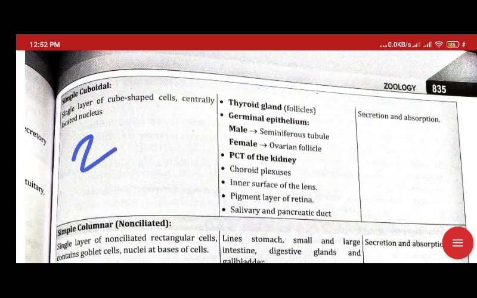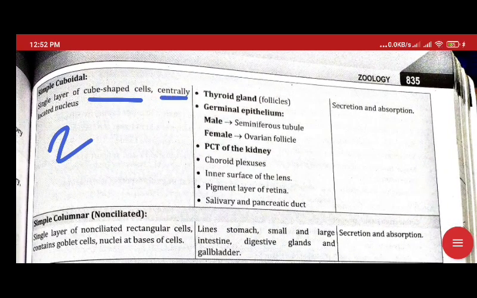Next tissue is simple cuboidal. In simple cuboidal there are cube-like cells with a central nucleus. In squamous also the nucleus is central, but only in columnar is the nucleus at the base.